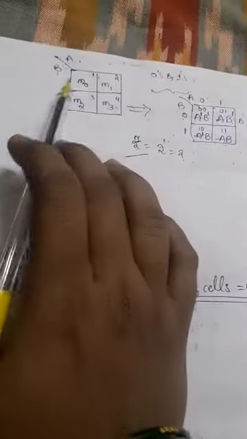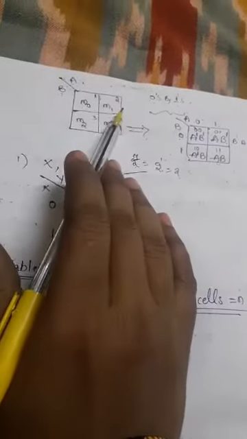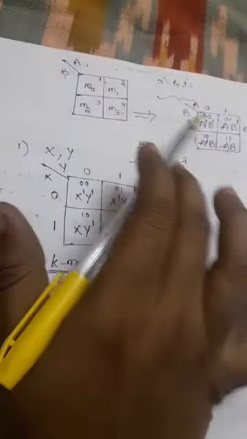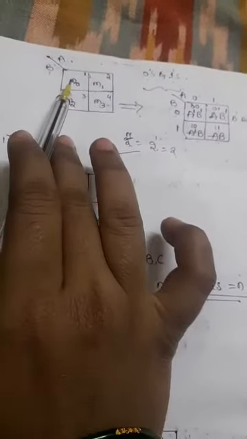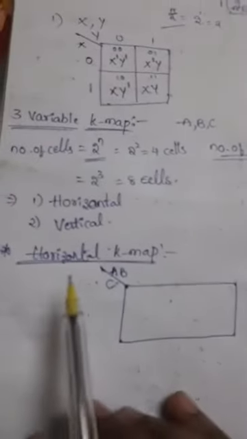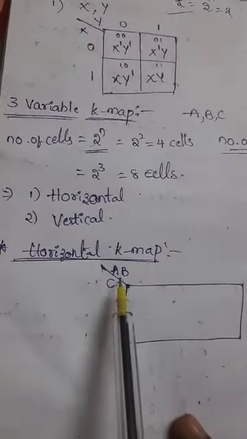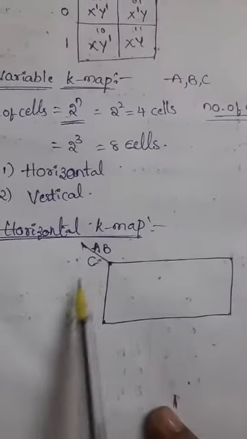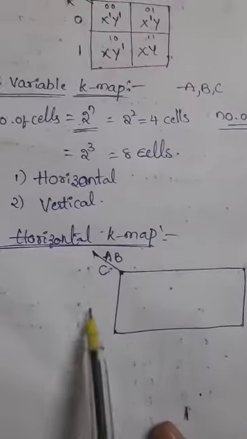Already I explained that each cell can represent the binary information in the form of a minterm. So here it is like this: 0 1 0 1, and the minterm combinations are m0, m1, m2, m3. In this way, the horizontal K-map also has two variables at the top side and one variable at the downside.